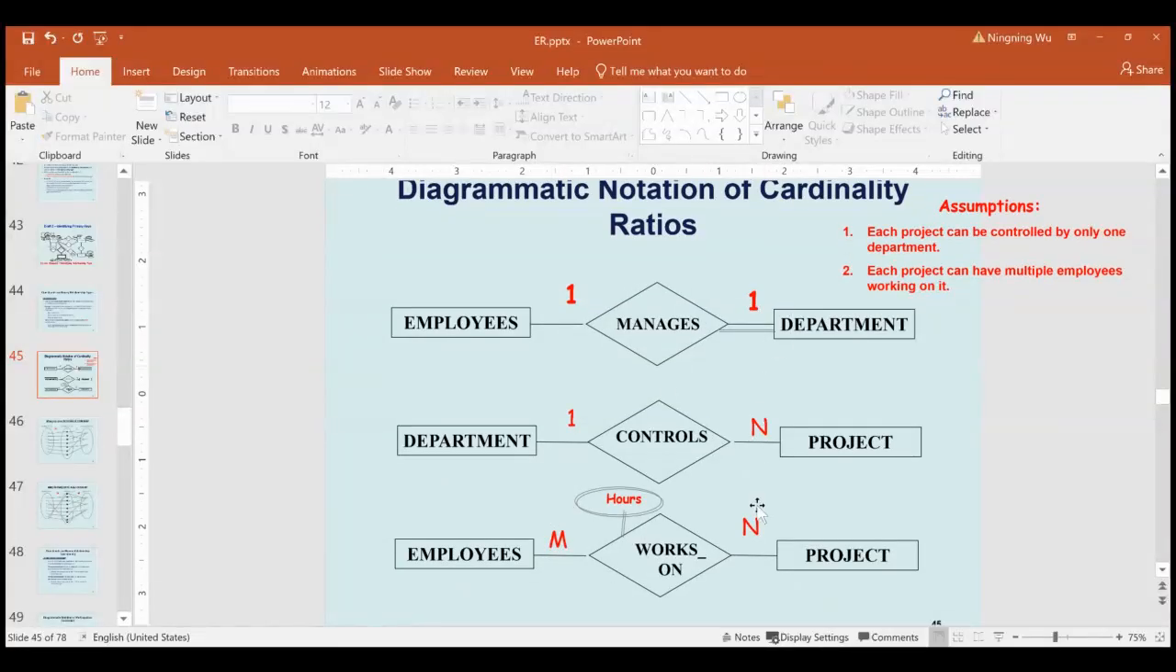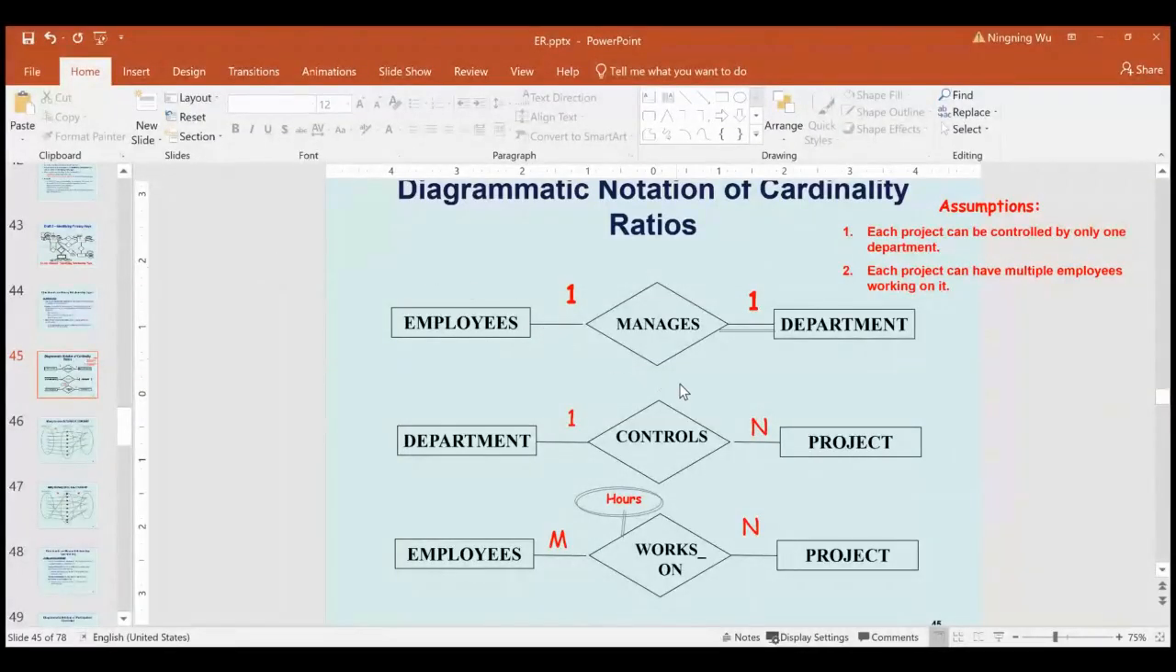And in the last class, we also discussed the participation constraints. Cardinality ratios describe the maximum number of relationship instances an entity can participate in. Then the participation constraint describes the minimum number of relationship instances that an entity can participate in. We have partial participation versus total participation. Those are the only two possible participation constraints.